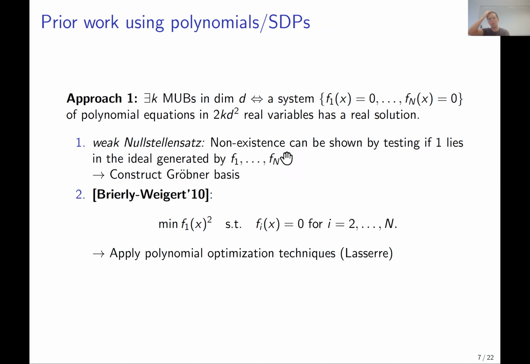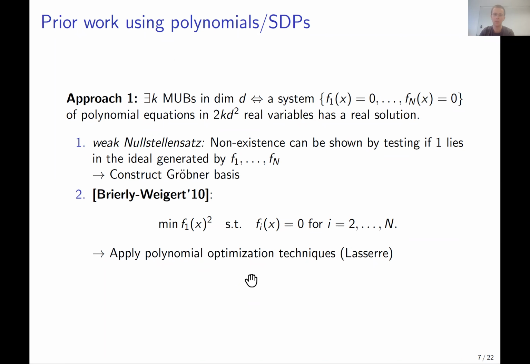Then, a bit more than 10 years ago, there was a nice paper from Brierley and Weigert, which took a Positivstellensatz approach instead of a Nullstellensatz approach. They went away from the feasibility problem and made it into an optimization problem by promoting one of the constraints to the objective function. So you would take, for instance, the first constraint, square it, and try to minimize that polynomial subject to the other constraints in your feasibility problem. This is an instance of a polynomial optimization problem, and that means that you can apply techniques from the literature to try to solve this.